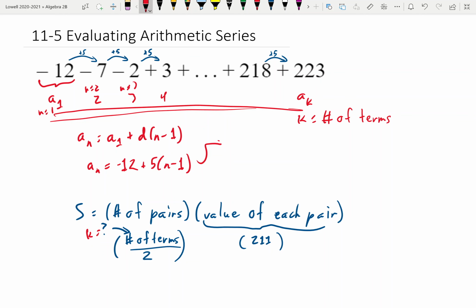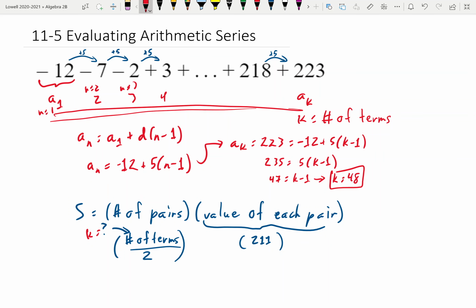Okay, so again, we're going to say that A sub k is 223, and that's going to be equal to negative 12 plus 5 times k minus 1. We can solve this equation for k. So let's see, 223 plus 12. Add 12 to both sides, 235. Excuse me. And then we'll divide by 5. Divide by 5, this will be 47, I believe, equals k minus 1. And therefore, k is equal to 48.